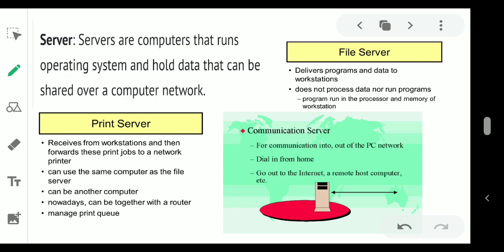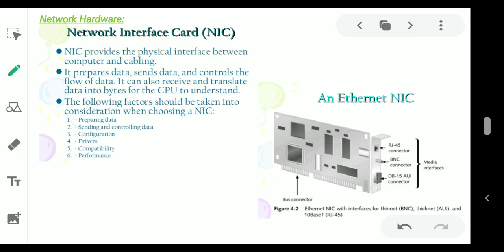Now we are moving to the network hardware. What is actually the network hardware? The hardware component is physically connected to the network devices. It includes network interface card, cables, repeater, hubs.